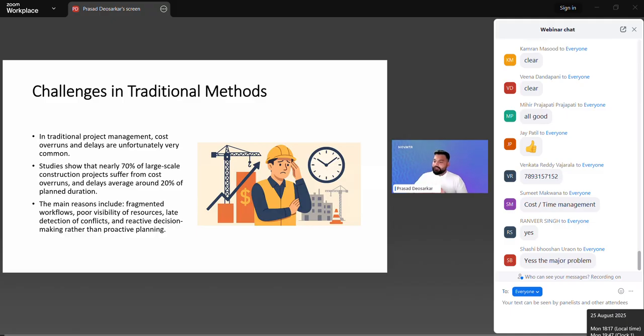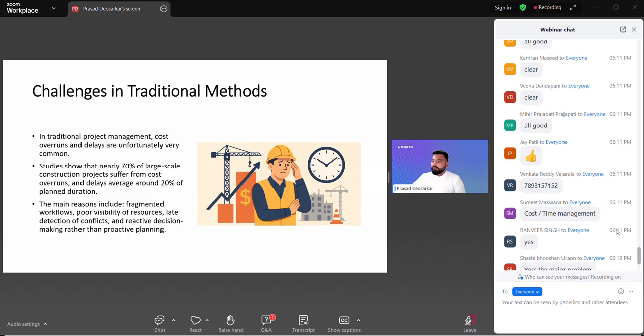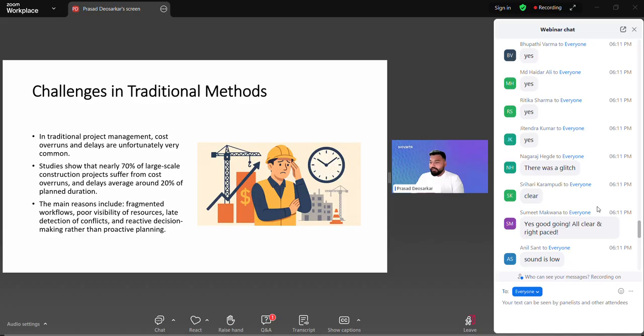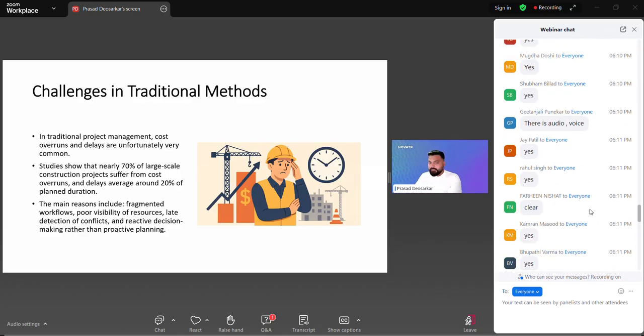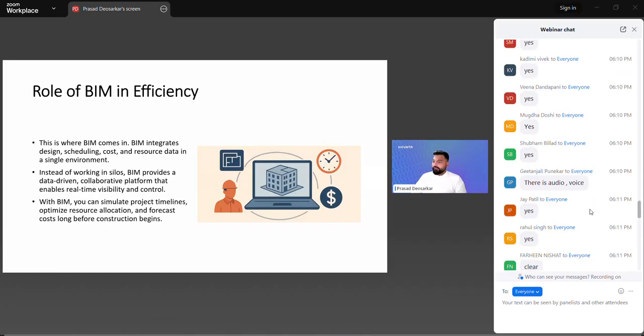Right? So that is not the right approach in construction. That should not be the right approach in construction as well, which is why now we are trying to rely more on technology, more on digital means, in which we can make the whole process much smoother, much leaner. Which is where BIM plays a very, very important role in efficiency.